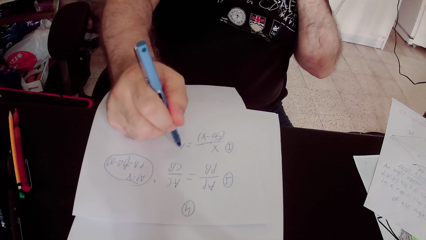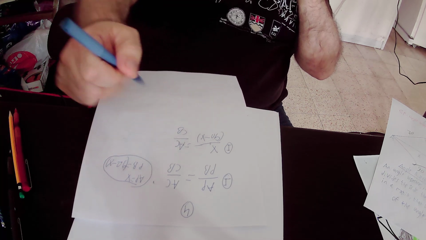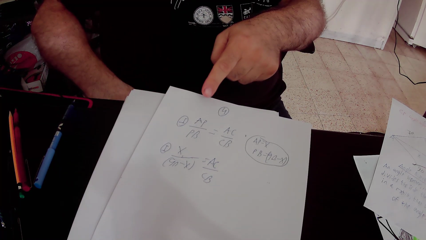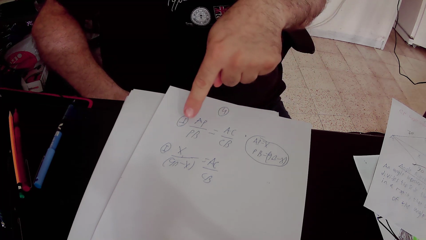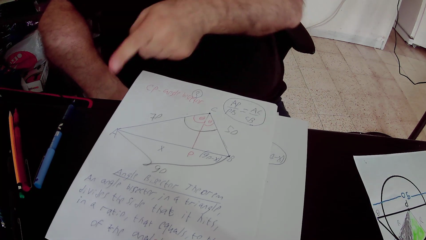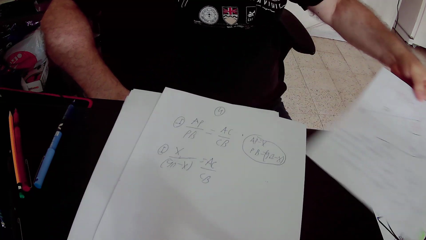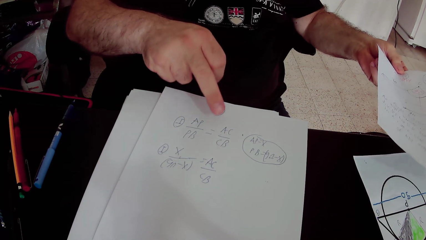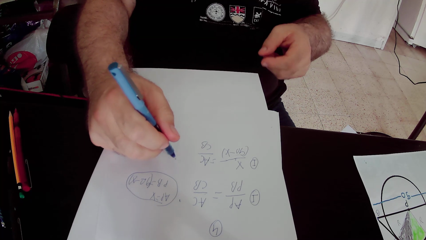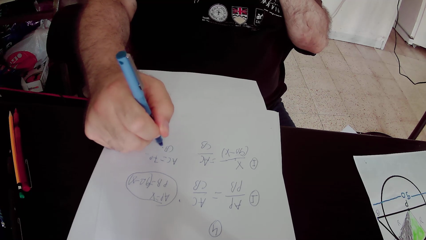equals AC over CB. Okay, here I substituted AP by X because AP equals X, and PB by 90 minus X because PB equals 90 minus X. And as you can see here, AC equals 70 and CB equals 50. So we can substitute AC by 70 and CB by 50. I write first of all that AC equals 70 and CB equals 50.